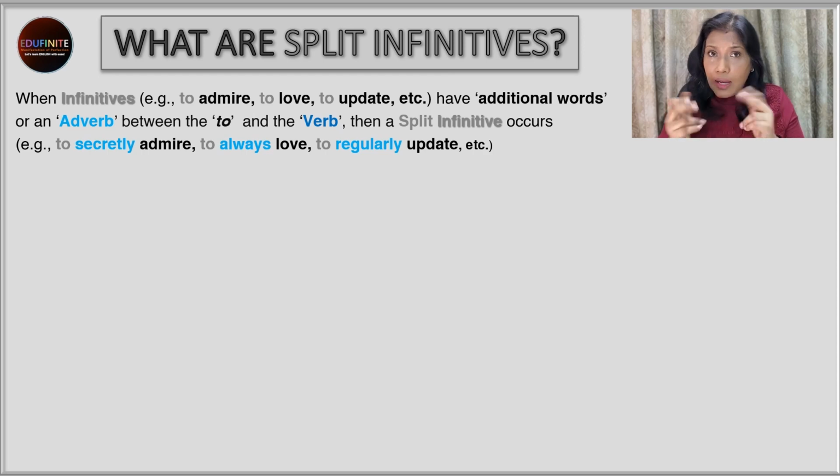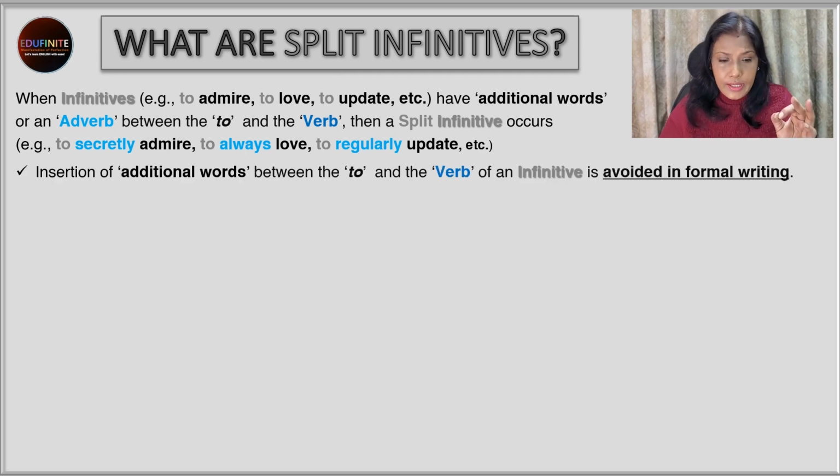Next, we had to love as an infinitive. Now, if we say to always love, we are inserting that adverb between the infinitive, to and love. So, it becomes a split infinitive. Again, we had to update. Now, if we insert regularly and say to regularly update, in that case, we are making it a split infinitive. Now, the split infinitive should be avoided. That means insertion of additional words between to and the verb of an infinitive is avoided in formal writing. It's not very appreciable when you write in your formal writing if you have these split infinitives. So, that's to be avoided.